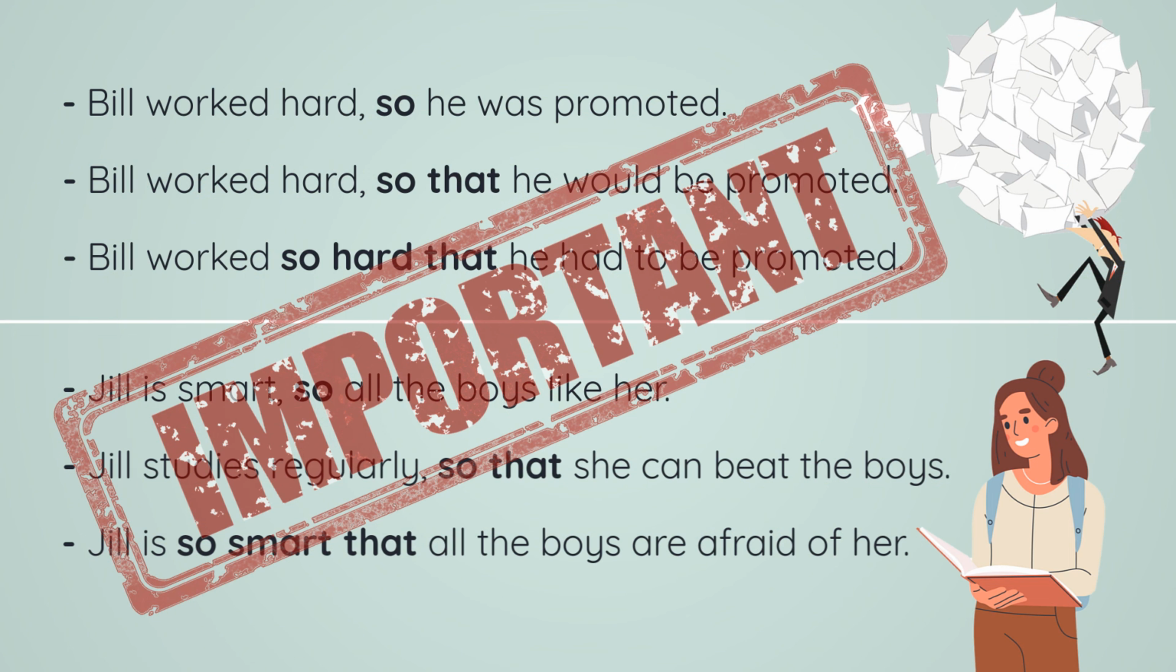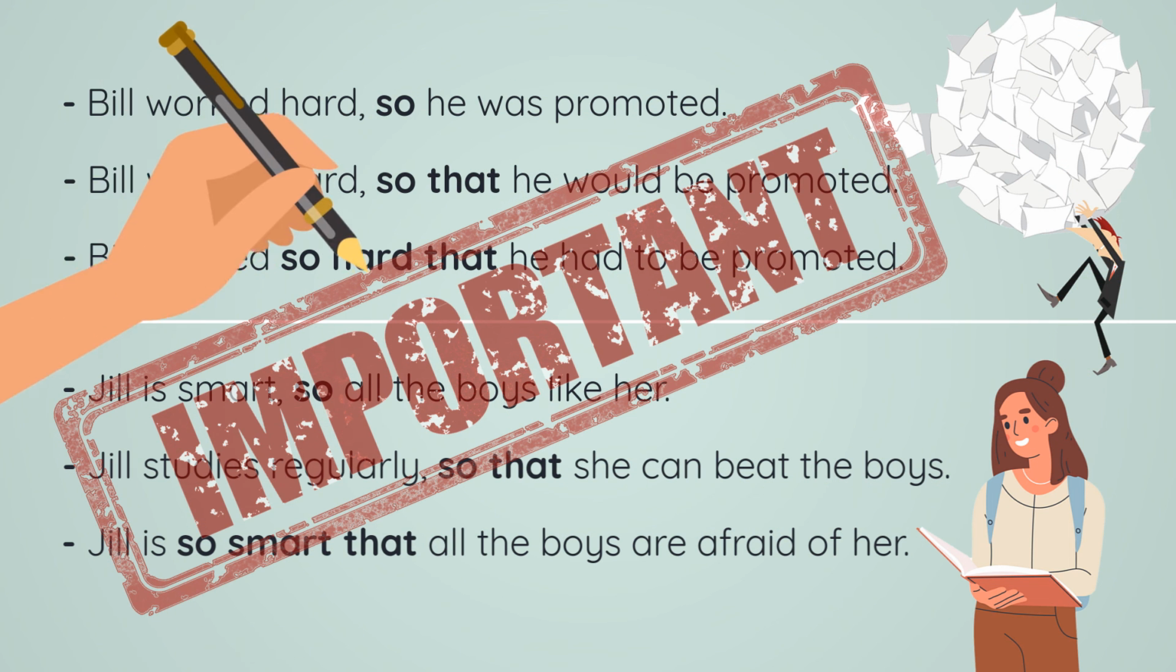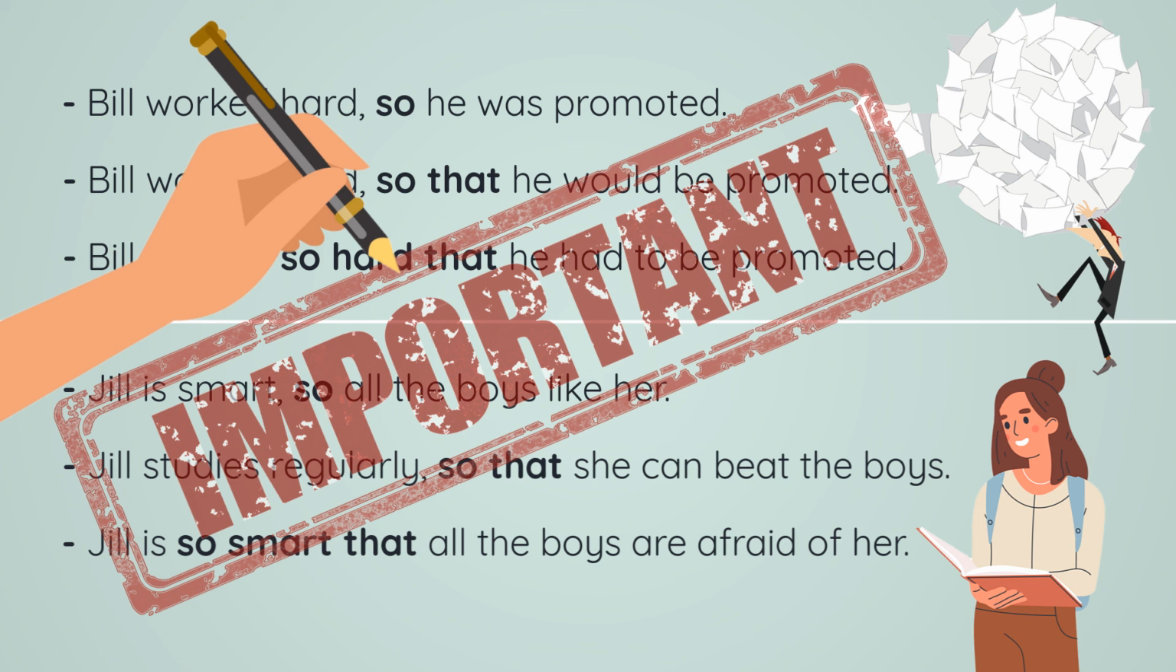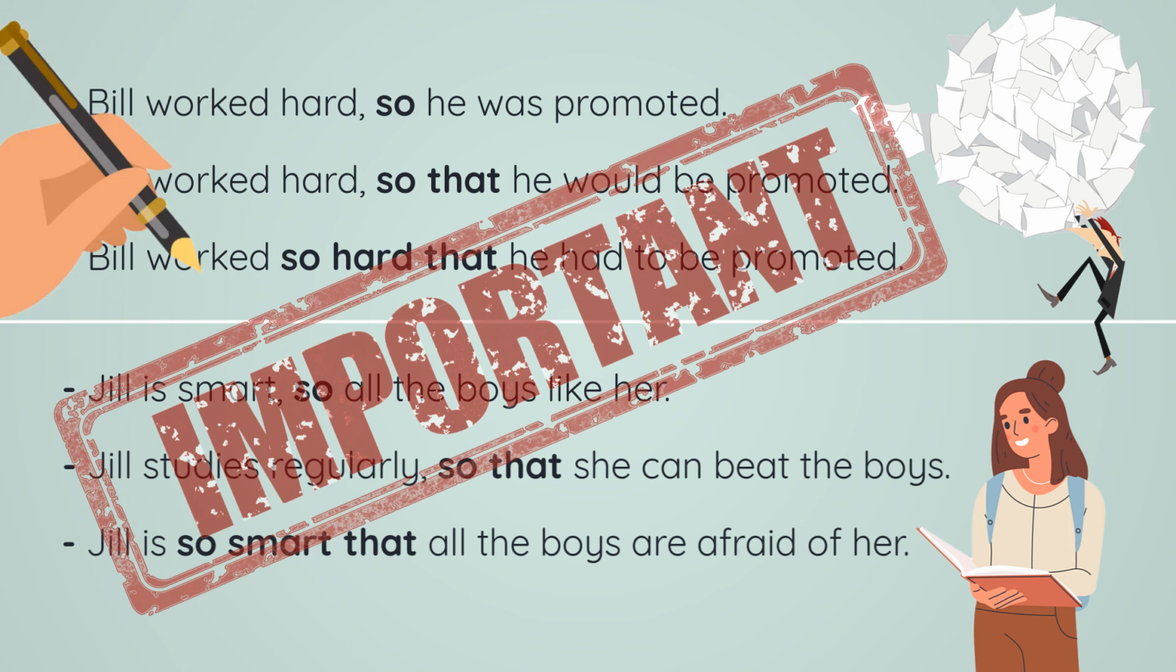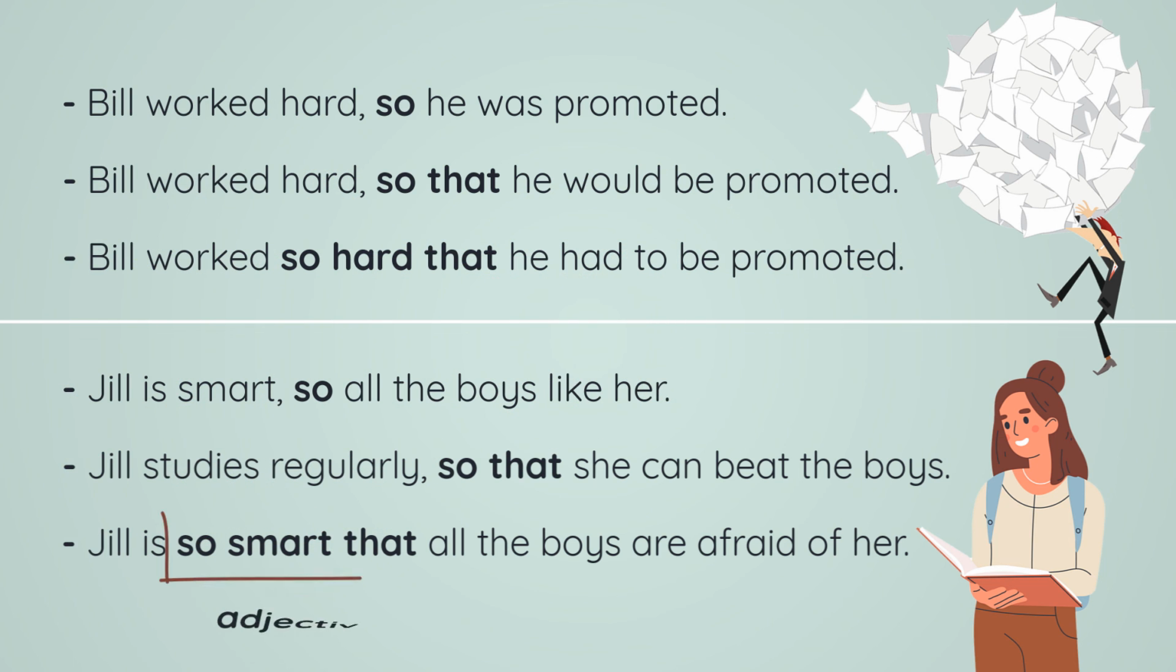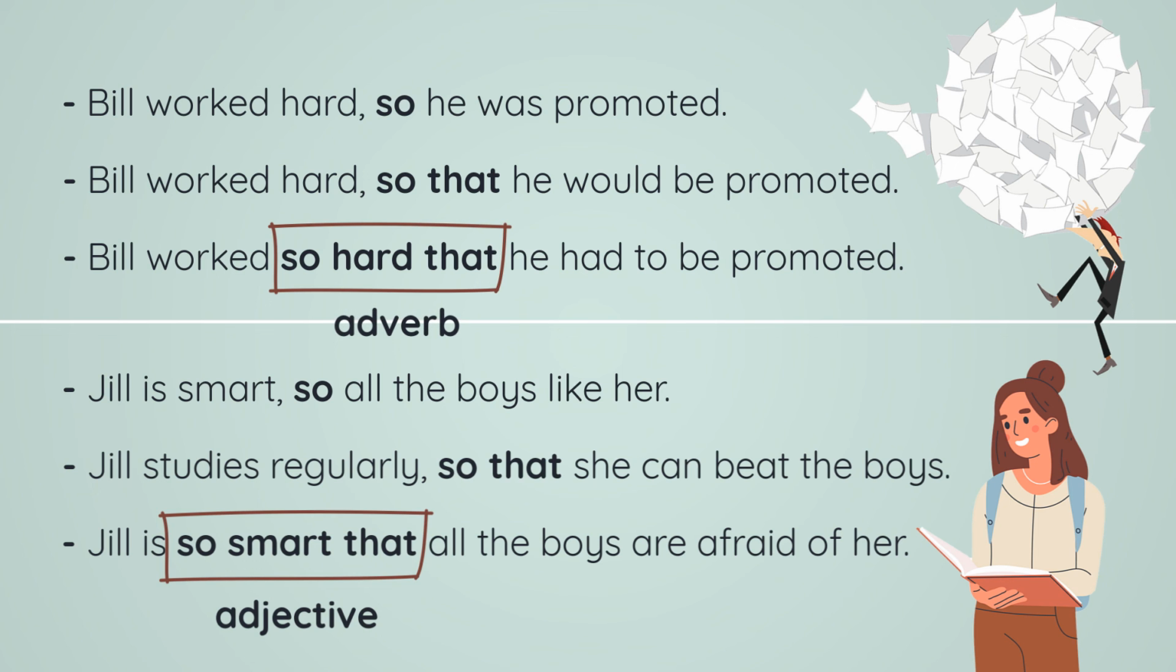Why is this lesson important to understand? In writing, you have to be correct in the way you use so that, or so adjective, adverb that. Here, by the way, so smart, adjective; so hard, worked so hard, adverb. Both okay. Adjective, adverb with so.